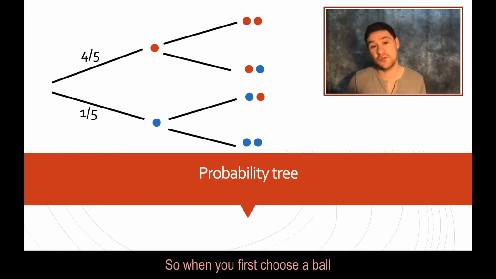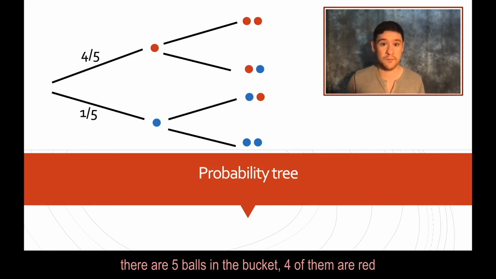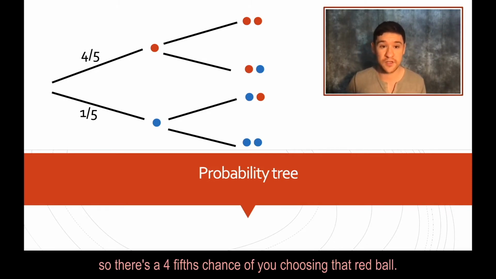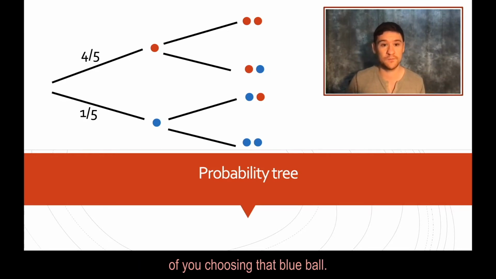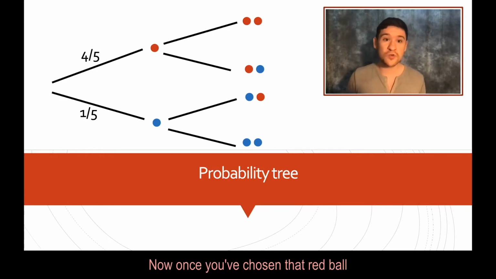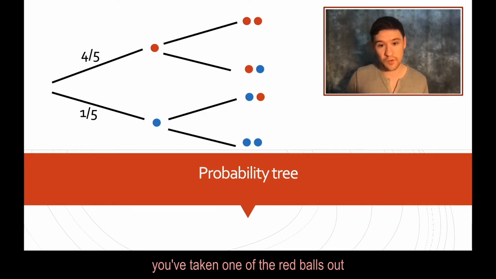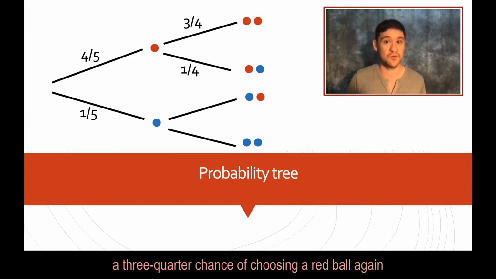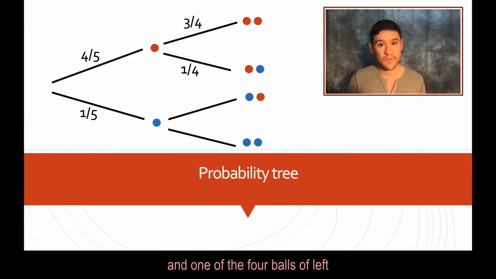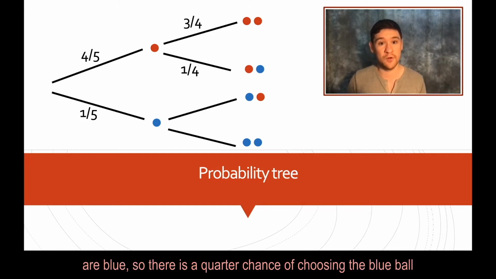So when you first choose a ball, there are 5 balls in the bucket, 4 of them are red, so there's a 4/5 chance of you choosing that red ball. 1 of them is blue, so there is a 1/5 chance of you choosing that blue ball. Now once you've chosen that red ball, you've taken one of the red balls out, and so 3 of the 4 balls that are left are red, so there's a 3/4 chance of choosing a red ball again, and 1 of the 4 balls that are left is blue, so there is a 1/4 chance of choosing the blue ball after the red.